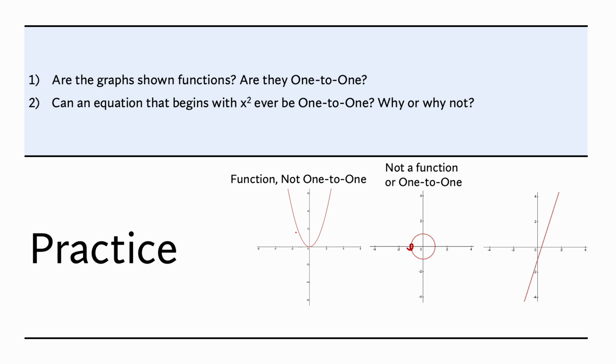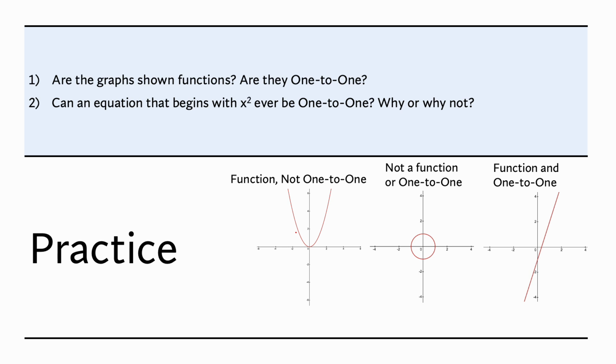And then for our last one, we have this. If we use the vertical line test, it looks like we're only going to hit the graph at one point at any given time, so it does look like it's a function. And if we use the horizontal line test, it looks like we're still only going to hit the graph at one point at a time. So I think it's also one-to-one.